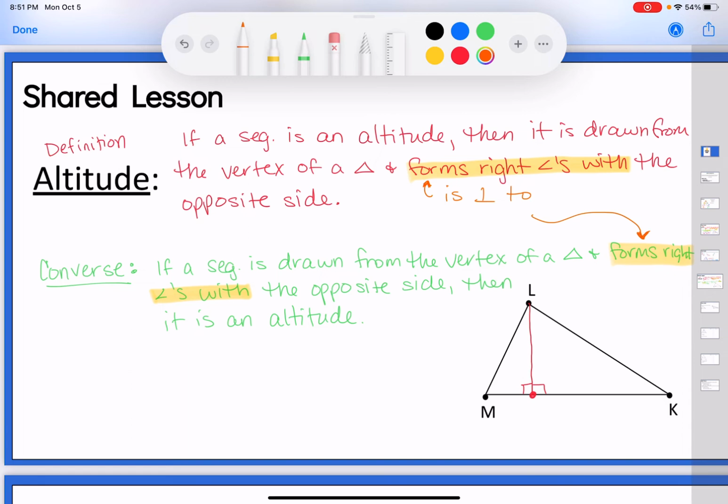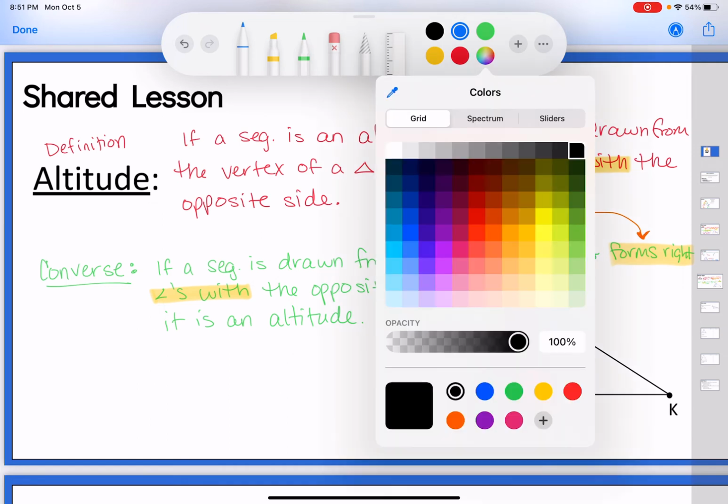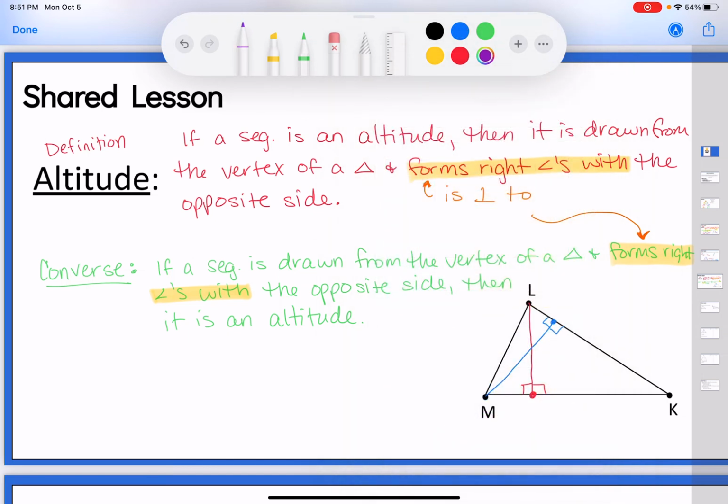Okay, now just like with median, in this one, I drew the altitude from L, but I could also draw the altitude from M. It's a little bit trickier, but it would probably go something like this. That seems to be where it would be forming right angles. And I could also draw one from K. Forming right angles from K would probably be somewhere around here. I hope that yours is a little bit straighter than mine. Pretend that goes straight into the vertex there. So there are always 3 altitudes in every triangle.